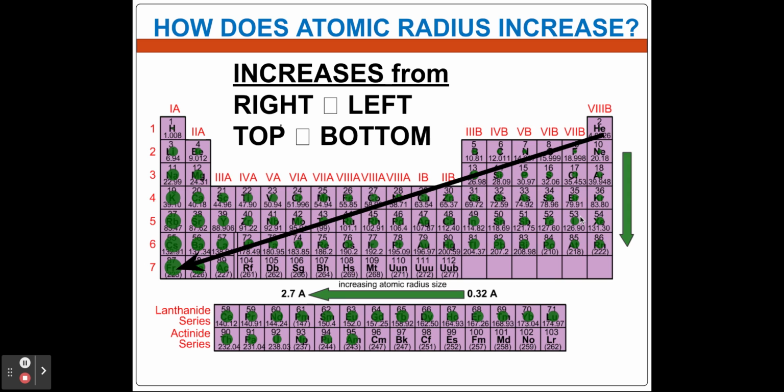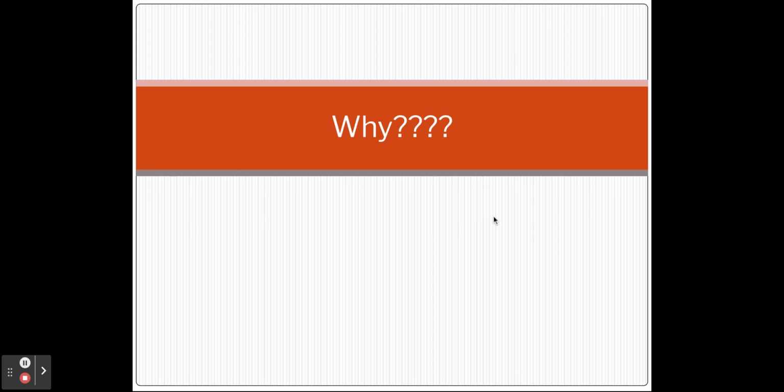If we look at the overall general trend of the periodic table, atomic radius is increasing from the top right down to the bottom left corner. That's the trend of atomic radius. These are trends you're going to need to know. So the question is then, why does atomic radius change in this manner? What's the reason behind this trend?